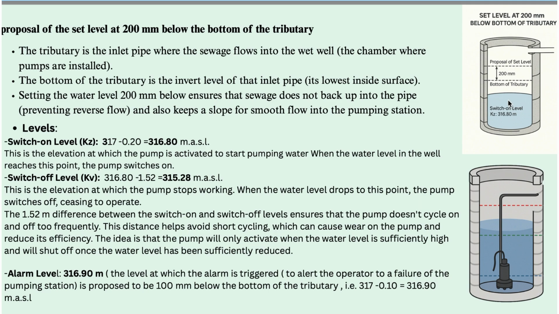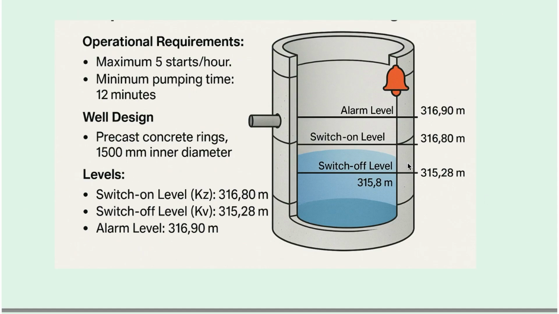So setting the water level 200 millimeter below ensures that the sewage does not back up into the pipe. So it prevents basically a reverse flow and also keeps a slope for smooth flow into the pumping station. So the first level you'll have to calculate is the switch on level, which is right here. You also have to know the switch off level and also the alarm level. So these are the three levels: the switch off level, the switch on level, and the alarm level.